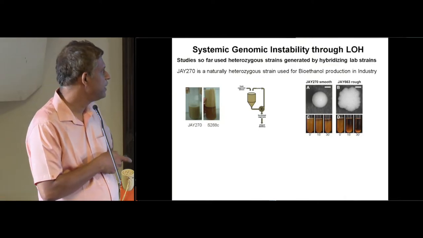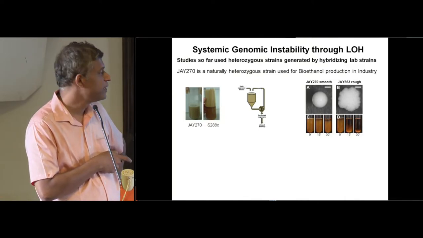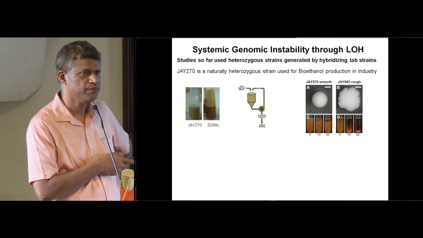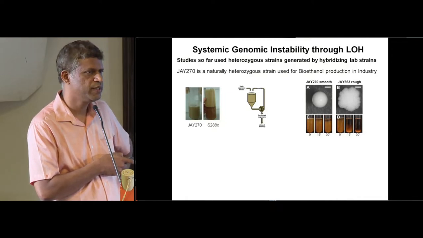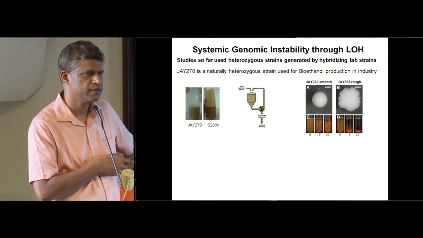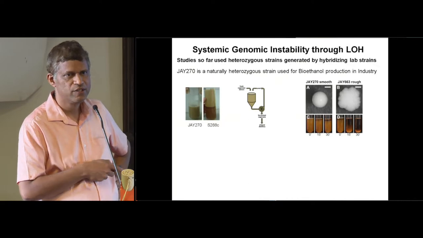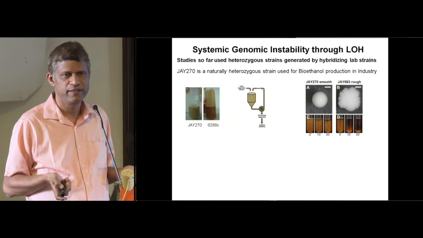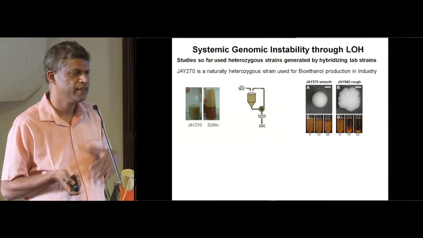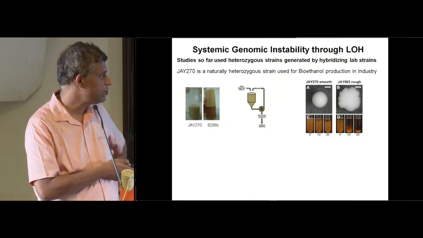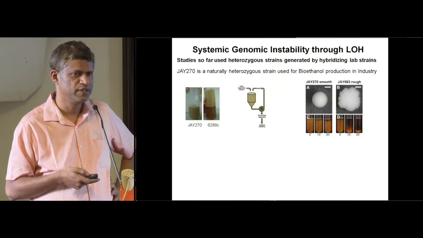So although JY270 has this nice culture morphology, while it is growing inside the fermenter, it occasionally undergoes a switch in the colony morphology, where it goes from this smooth type of cells to this serrated kind of colonies, which looks more like S288C. So for us, this was like a mutation accumulation experiment, except that instead of doing it in the lab, it was happening inside the fermenter where these lines were growing for several months. When something like this happens, the only choice is to shut down the fermenter and restart the culture. So we did whole genome sequencing of some of these lines to understand what was really going on.